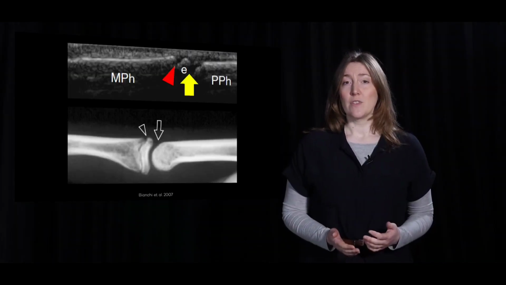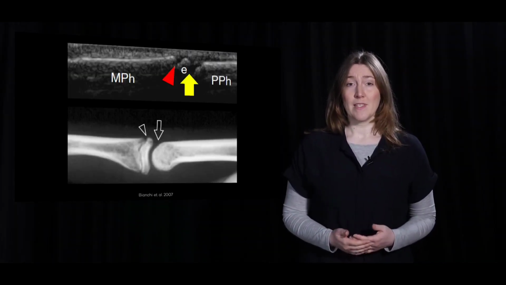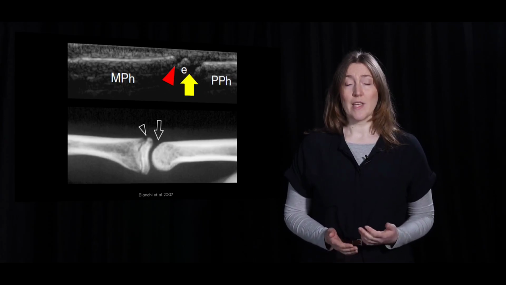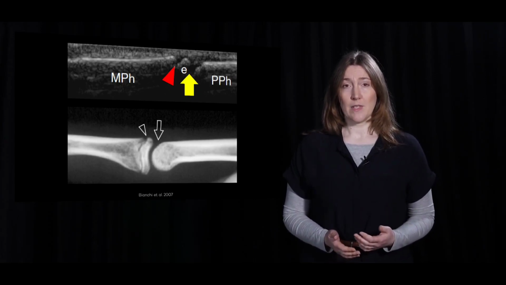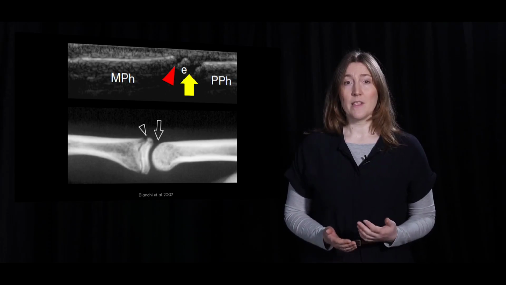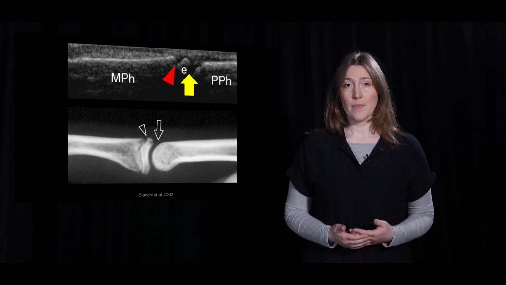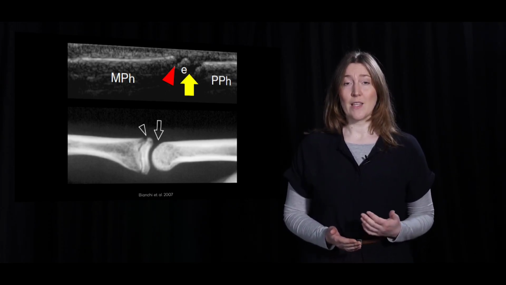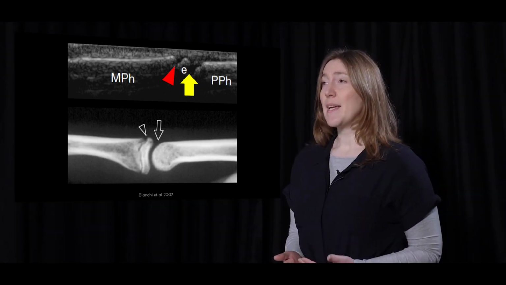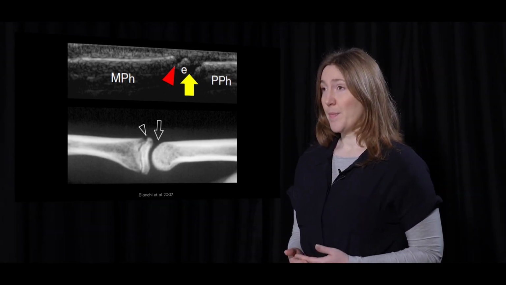If scanning children, please be aware of some differences in anatomy due to the growth and development. In the upper ultrasound image, you'll see an example of the developing bone. The base of the middle phalanx is separated from the head of the proximal phalanx by a large break in the cortical bone due to the joint space. This joint space is indicated by the yellow arrow.